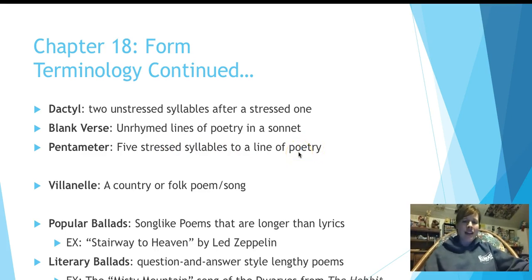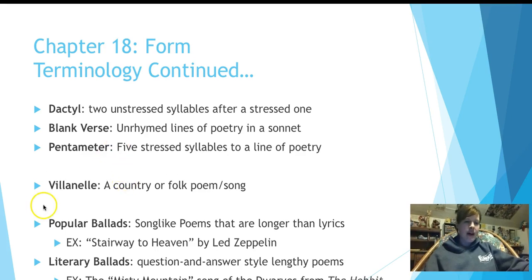I want you guys to kind of look at these terms on page 818 and 819, because if you decide to analyze a poem for your paper number 2, then you will need to use these terms in your paper to kind of explain your reasoning. And I want you to be aware of what those terms mean.